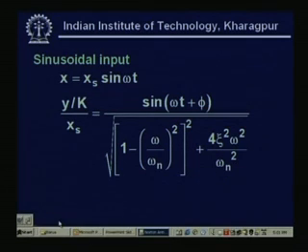and y by k, the output, the normalized output, rather y by k xs, equals sin of omega t plus phi, upon the square root of 1 minus omega by omega n squared, whole squared, plus 4 xi square omega square upon omega n square. Here you will find that omega n plays a very important role in the case of sinusoidal input, and the frequency is very important, because for any system we must know the frequency limit of the system, that means up to what frequency I can operate, I mean what frequency it will accept.